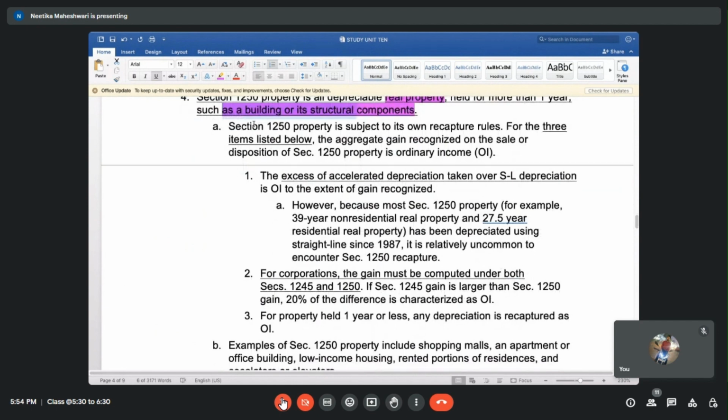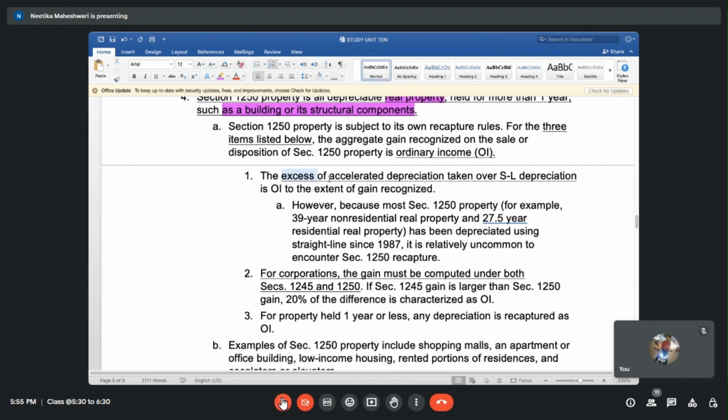Section 1250 property is subject to its own recapture rules. For the three items listed below, these three items, 1, 2, 3, the aggregate gain recognized on the sale or disposition of Section 1250 properties is ordinary income. Any of these three, if they come true, then this is considered as ordinary income. Okay, let's see what those things are.